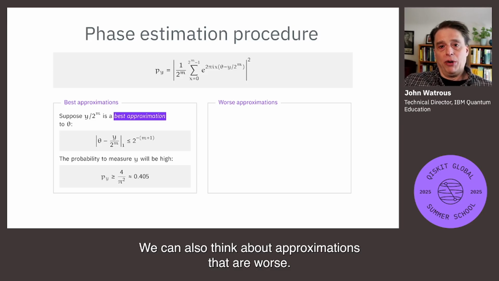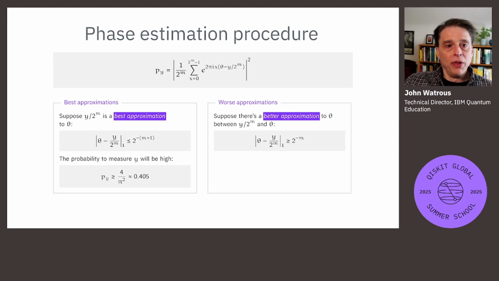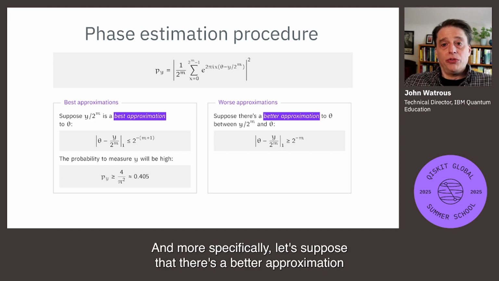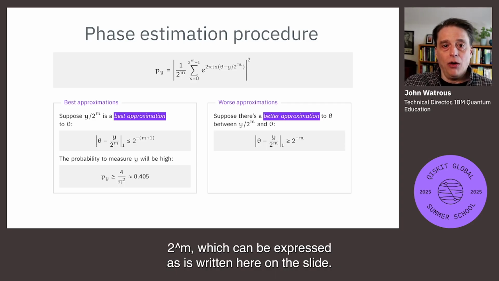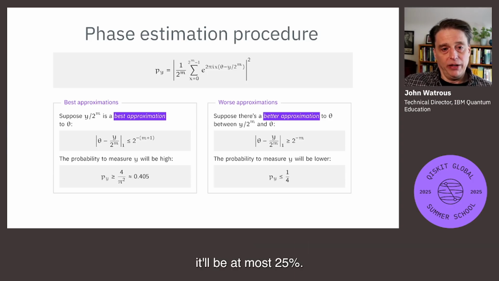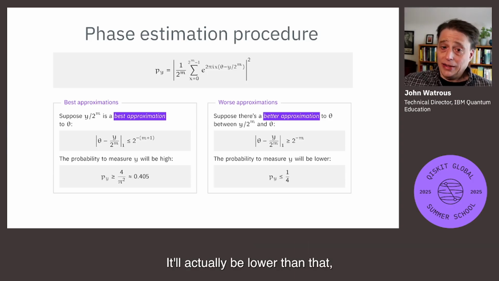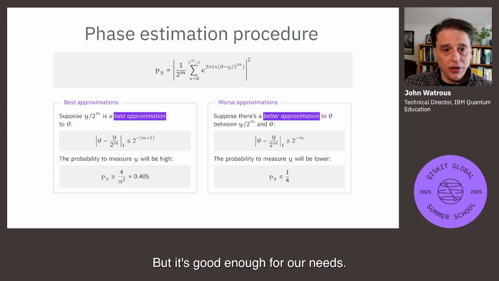We can also think about approximations that are worse, and specifically, let's imagine that y isn't quite so good, and more specifically, let's suppose that there's a better approximation to theta of the same form that lies between theta and y over 2 to the n, which can be expressed as is written here on the slide. In such a case, the probability to get this y will be relatively small. It'll be at most 25%. It'll actually be lower than that. 25% is what we get from a pretty casual analysis, but it's good enough for our needs.